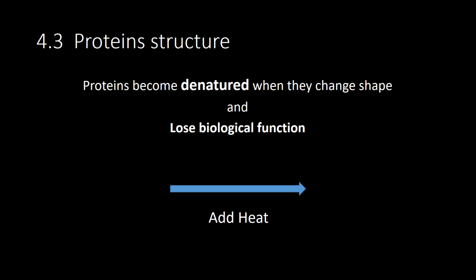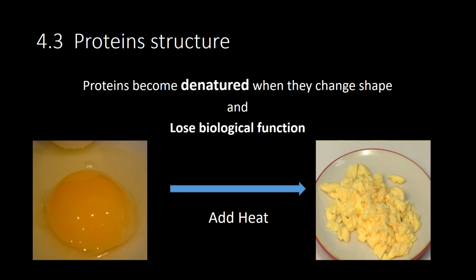All proteins must be in the right shape for them to work. So if they lose that shape, they no longer work. So when a protein loses its shape and loses biological function, we say they become denatured. Now this is a big deal. And one way you can denature a protein is by adding heat. So if you've ever taken an egg and thrown it in a frying pan and scrambled it, the proteins in the egg have become denatured and permanently denatured.